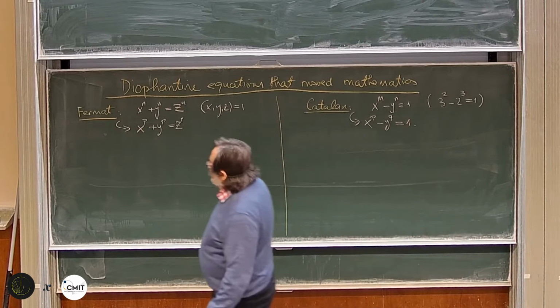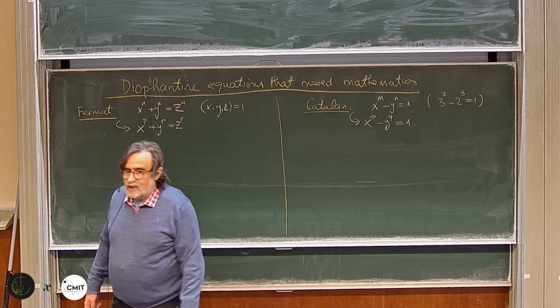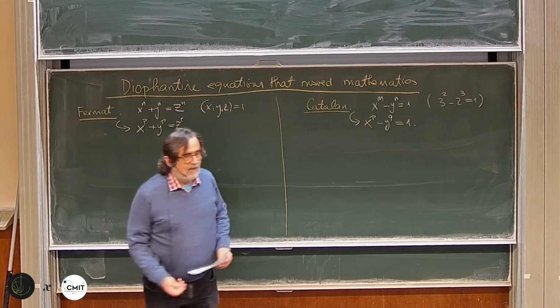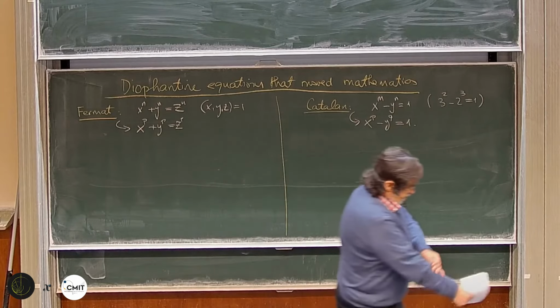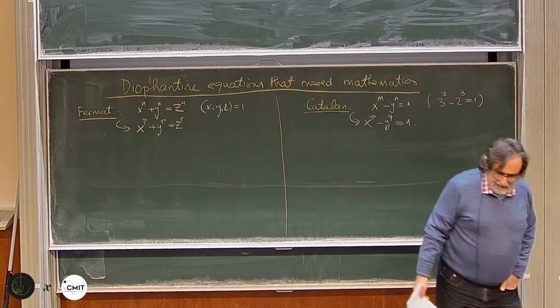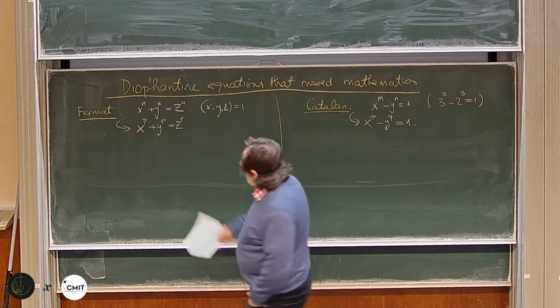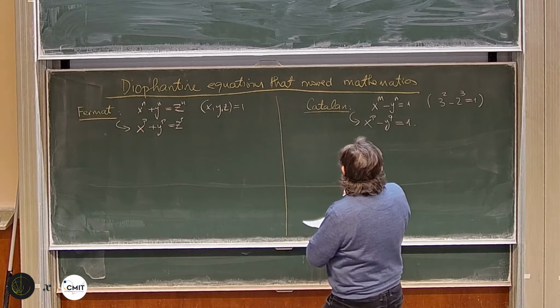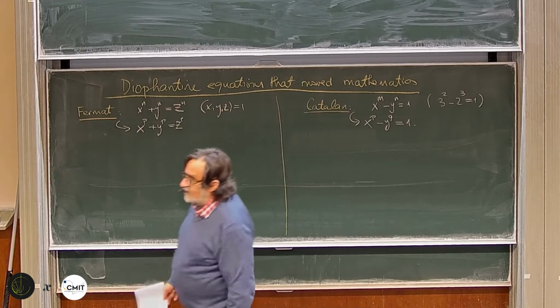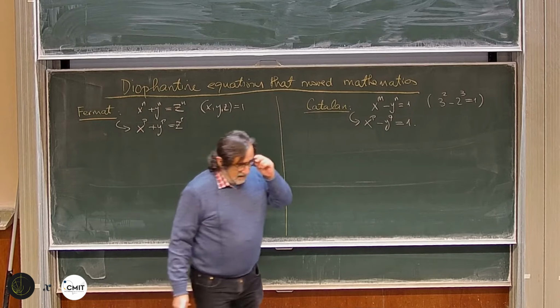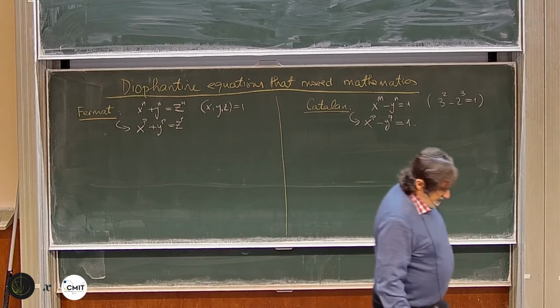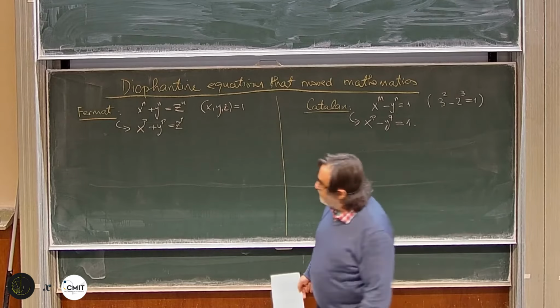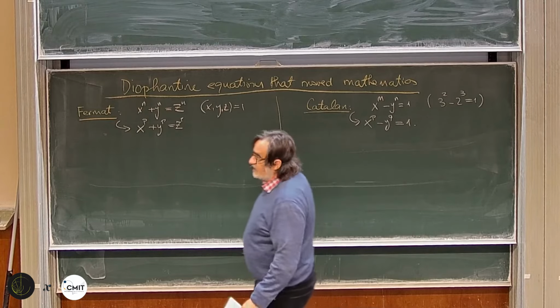holidays, and I chose a subject which may be appealing to a large number of mathematicians from various areas. You see, my title is Diophantine Equations That Moved Mathematics, and which is the most adequate equation in this context, if not Fermat's last theorem. You see it here, x to the n plus y to the n equals z to the n.